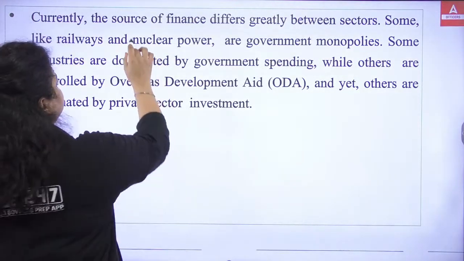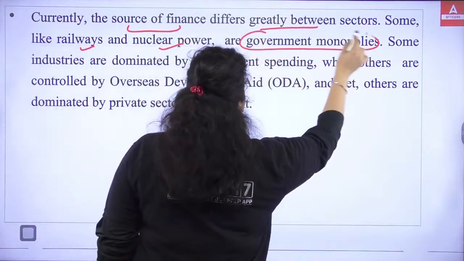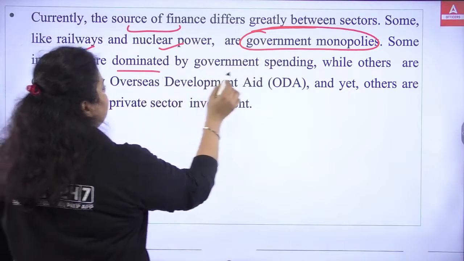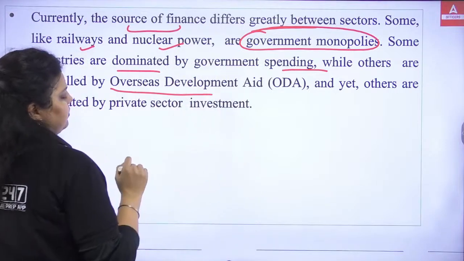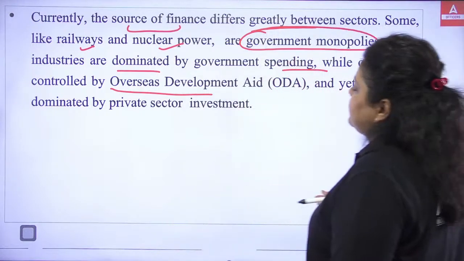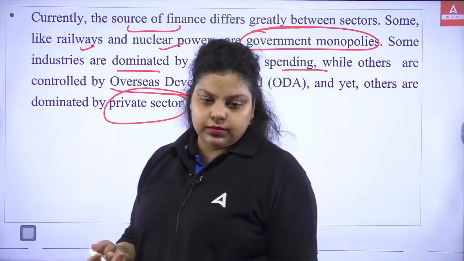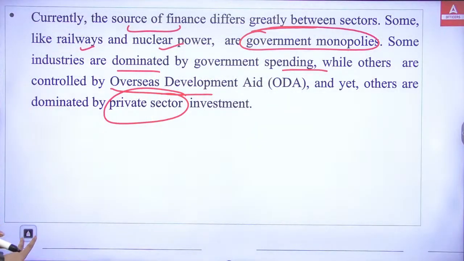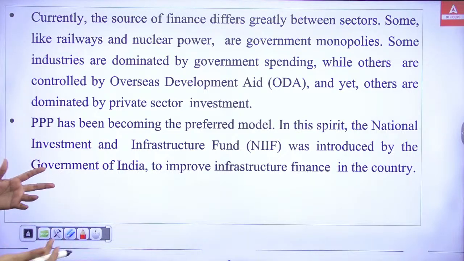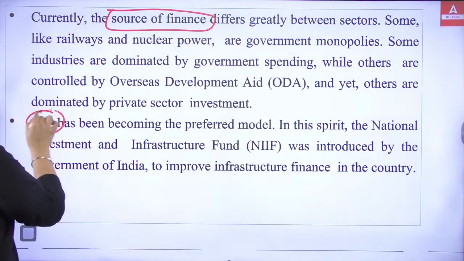Now you can say the source of finance differs greatly between sectors. Some, like railways and nuclear power, are sectors in which the government has the monopoly and will be investing the money for the infrastructure development. Some industries are dominated by government spending while others are controlled by overseas development. You are getting grants, and with the help of that fund you are developing the infrastructure, and there are certain sectors in which private firms and private industries are providing the funding. Clear? So this is what we are talking about. These are the different sectors having different sources of finance. Clear? Now the best model right now is triple P, that is public-private partnership.